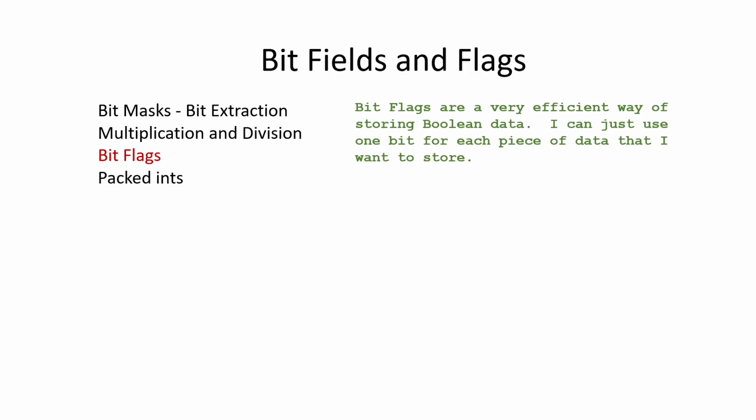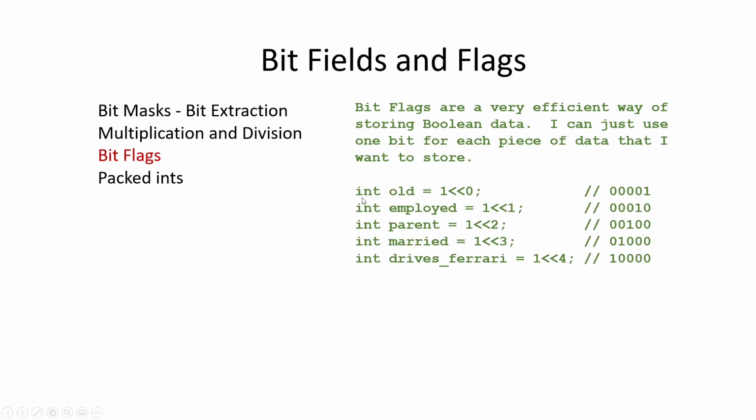But here's the idea. If I have a lot of Boolean data to store, I can just use 1 bit for each piece and store that in an integer where I've got a whole bunch of these all lined up ready to go. So let's take a look at an example. Maybe this will make more sense.